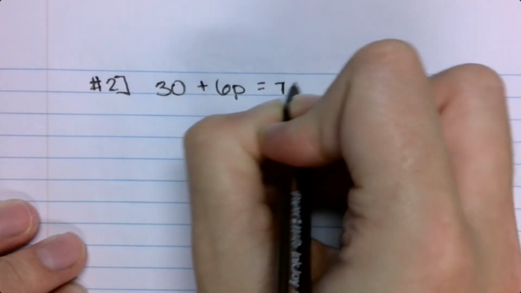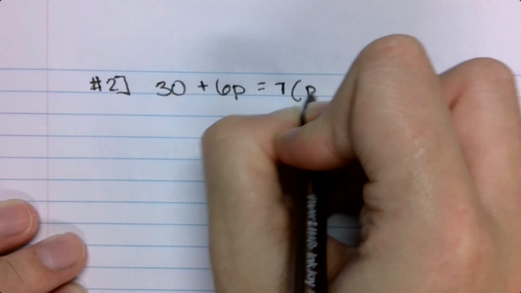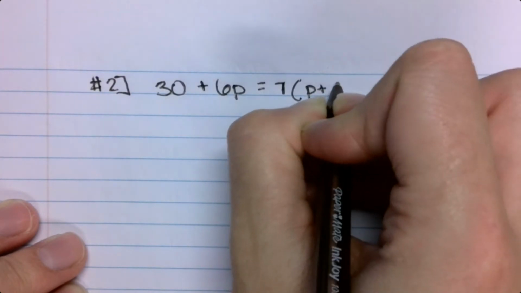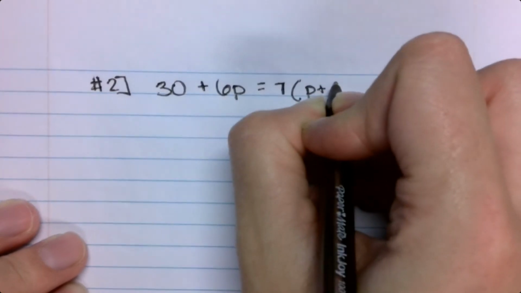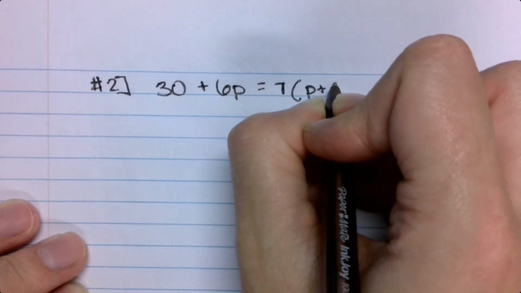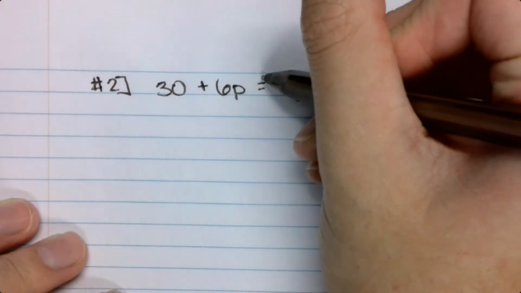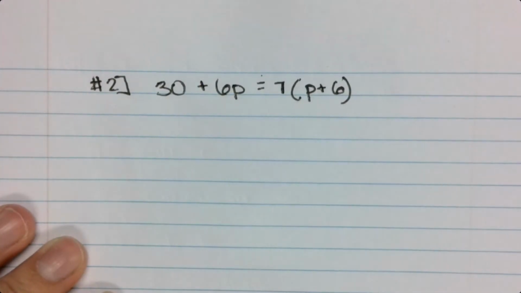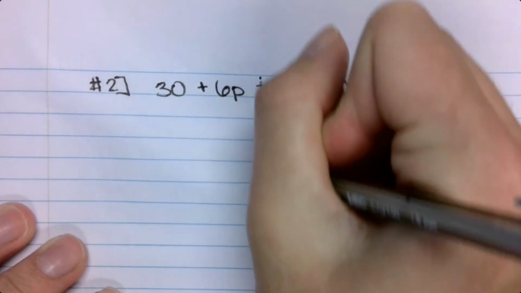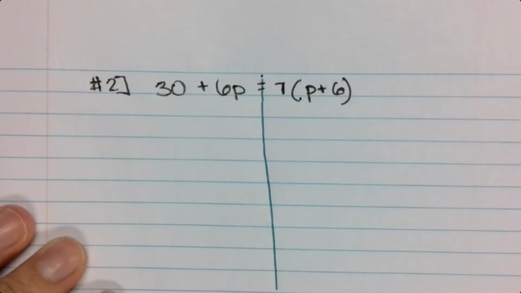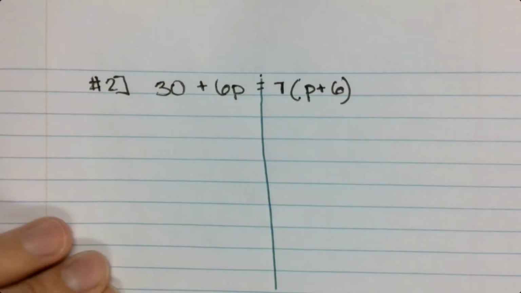Equals 7 times the quantity p plus 6. All right, so if I start with my original thing, we are going to draw our barrier.